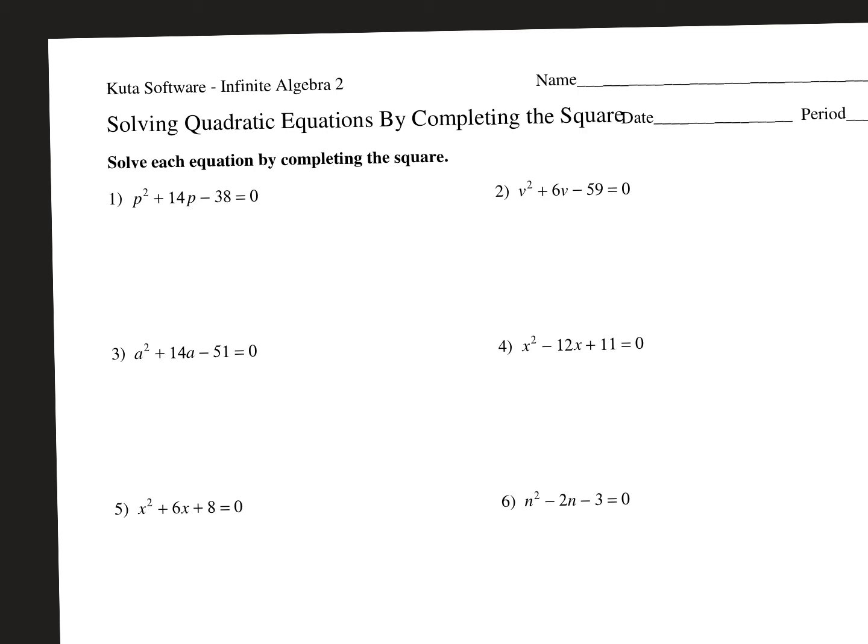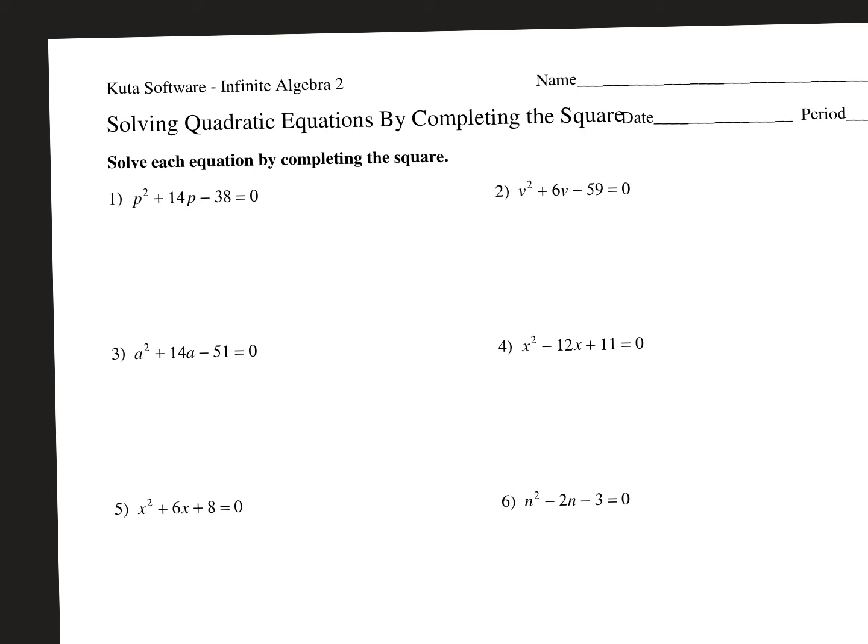Now, these first ones that we do, I understand they factor pretty easily. So if you're given a test that says solve, do it however you want. But if it says solve by factoring, then you have to factor. If it says solve by completing the square, then you need to complete the square. If it says solve using the quadratic formula, use the quadratic formula.